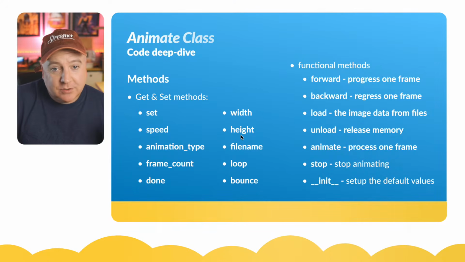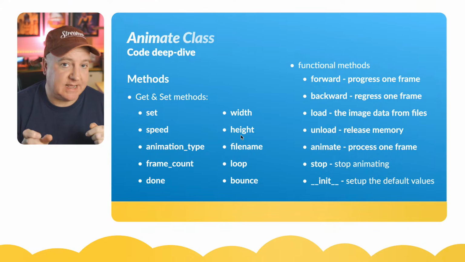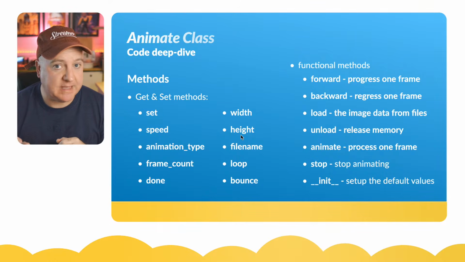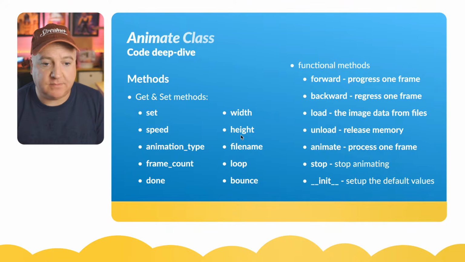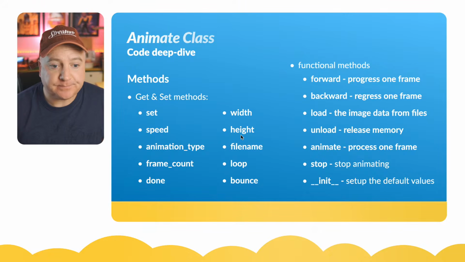So load will look on the flash storage, the file system, and load up all the images that match the base name with the prefix of the base name and the suffix of .pbm. So any file that's got eat in it, it will load up in that sequence. Unload will just set that array to none.